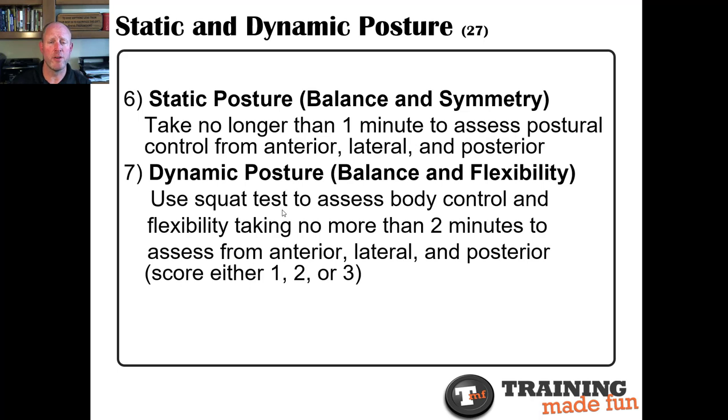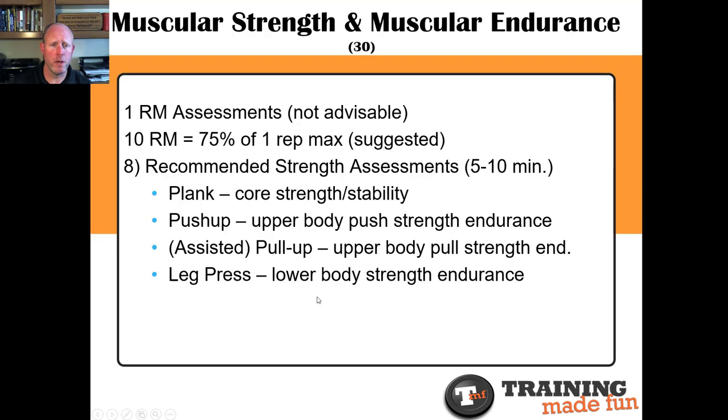The only reason you would give them a 2 is that something stood out to you that didn't look right. Okay, there are a lot of variations on what may or may not be ideal here, but this is a good starting point to see what someone's capabilities are from a general standpoint of mobility at the hip, the knee, the ankle, the shoulder, and general spinal stability. Okay, and then moving on with more specific muscular strength and muscular endurance type assessments.